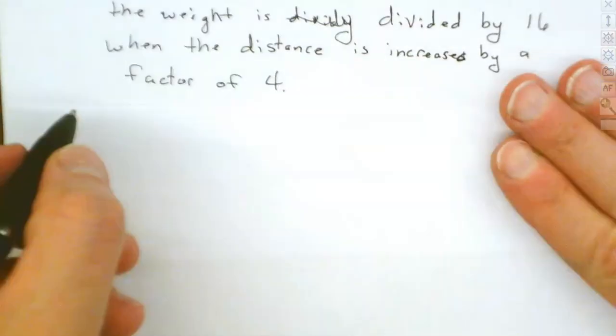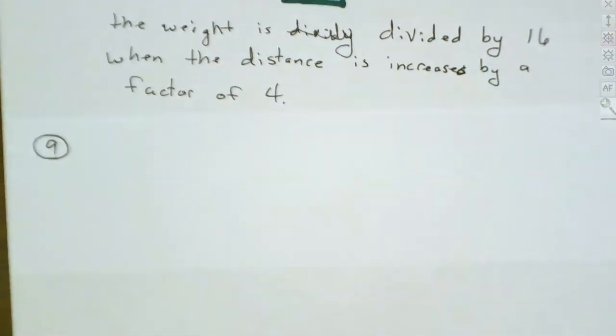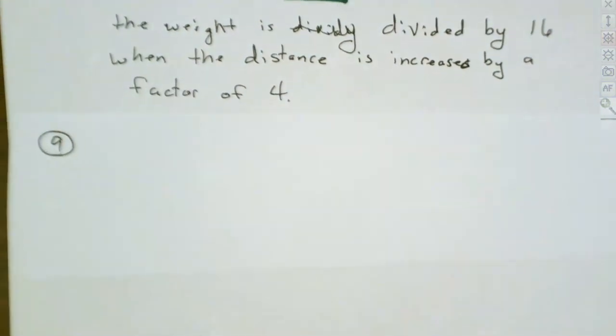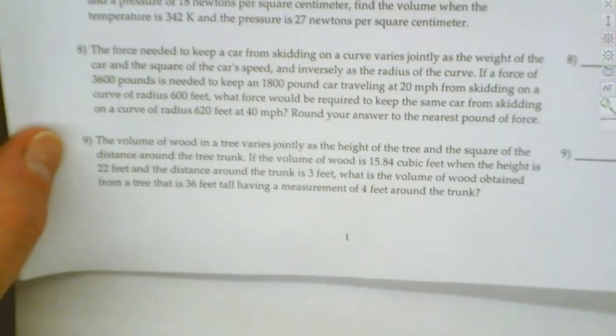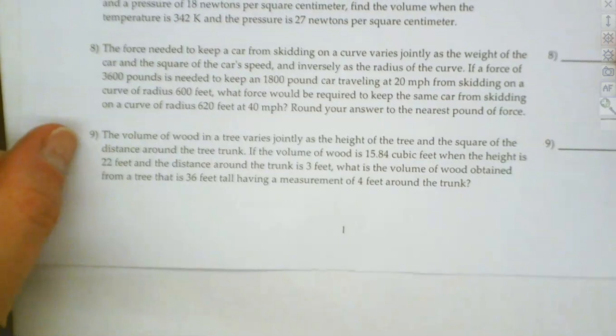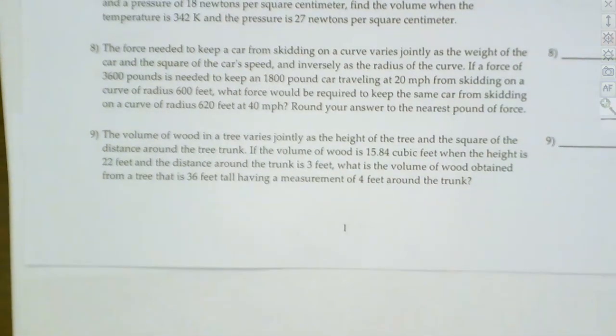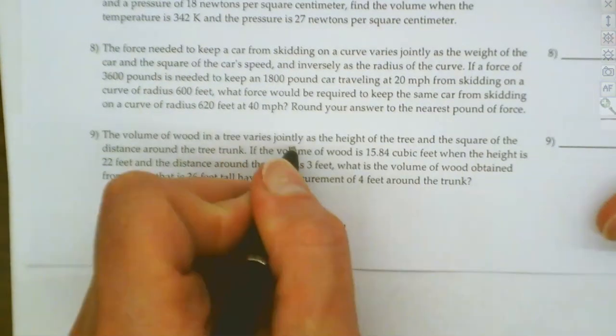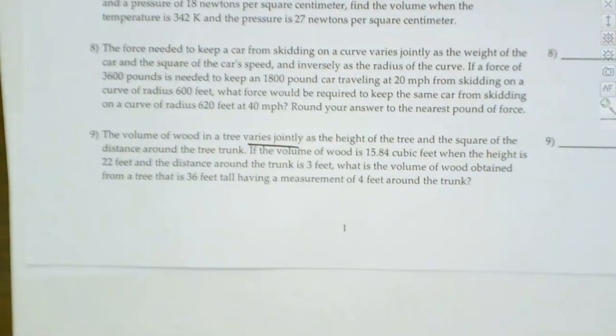Question 9. This one's going to be a joint variation question, and we have lots of variables going together. When we talk about joint variation, that just means several things go together. So we're looking at the volume of wood in a tree. And the volume of wood in a tree varies jointly. Now that just means we have multiple variables. That's all that means. Varies jointly as the height of the tree and the square of the distance around the trunk.